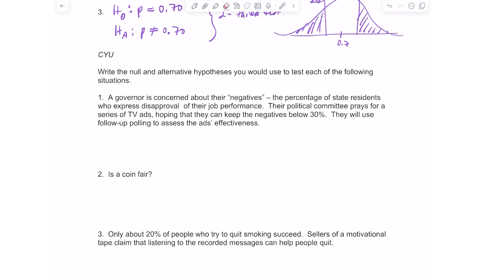So my claim there is that the percentage of people that think negatively of the governor is going to be 0.30 or 30%. So that's what the null says it's going to be. It's status quo. But the alternative is they're hoping that these ads can keep the negatives below 30%. So the alternative would say that p is less than 0.30.